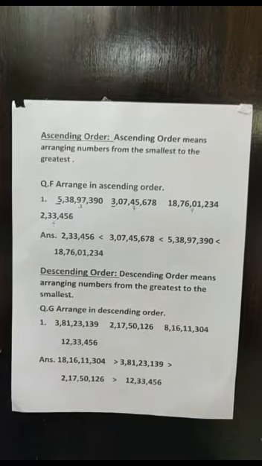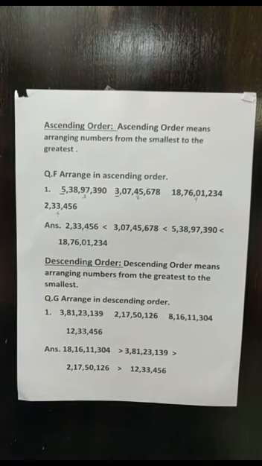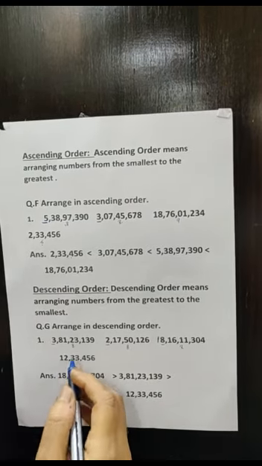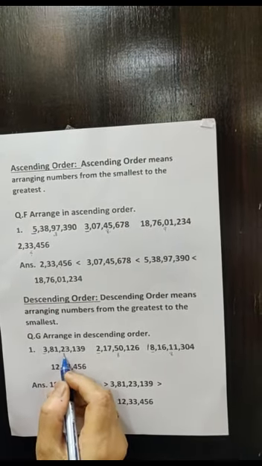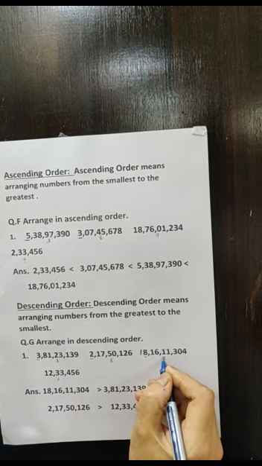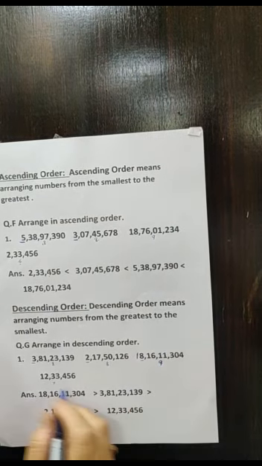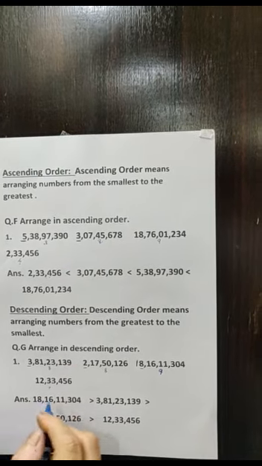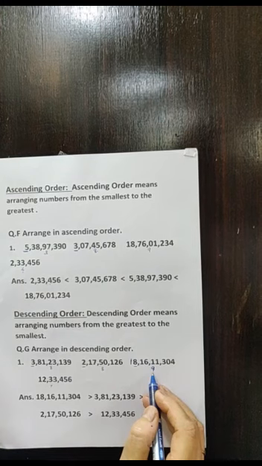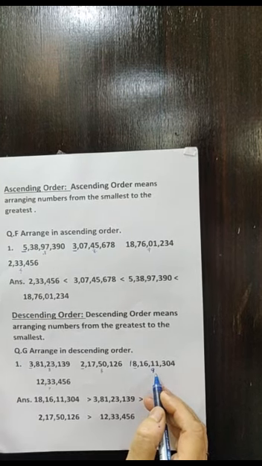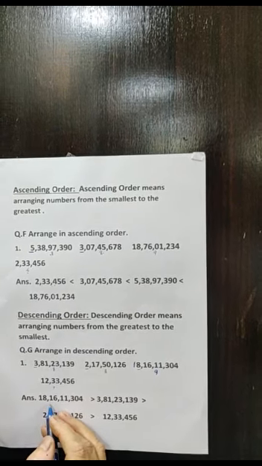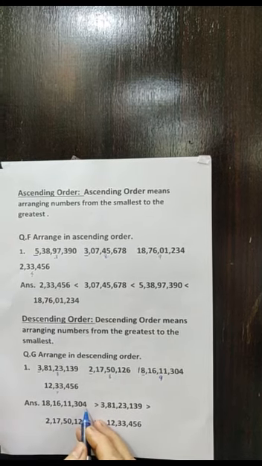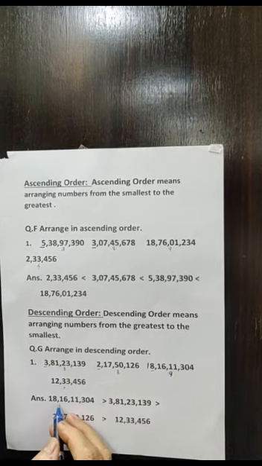Now comes descending order. Descending order means arranging the numbers from the greatest to the smallest. We will follow the same method. We will count the number of digits. This has 8 digits, this has 9 digits and this has 7 digits. So the number which has the maximum number of digits will be placed at first place. So 18 crore 60 lakh 11,304 will come at first place.